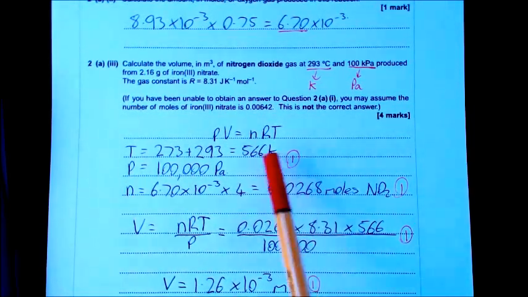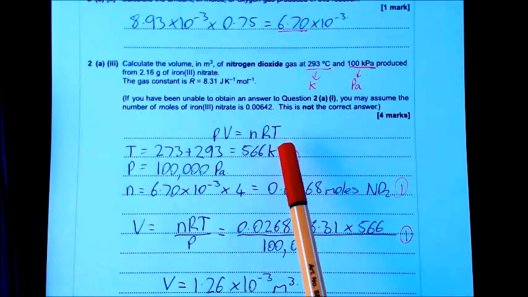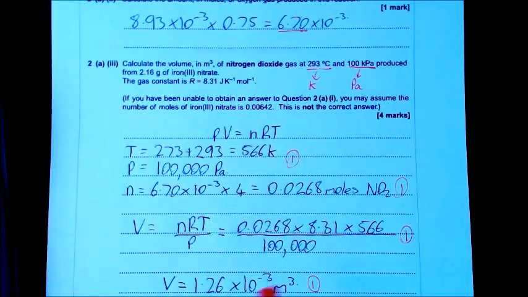So really important that you convert your units. Temperature's always got to be in Kelvin. Pressure's always in pascals. Obviously moles is just in moles. And your volume has also got to be in meters cubed as well. So that's really, really important that you get them units correct there.